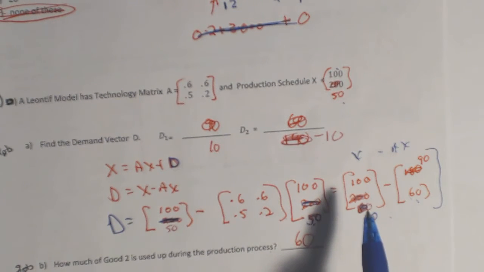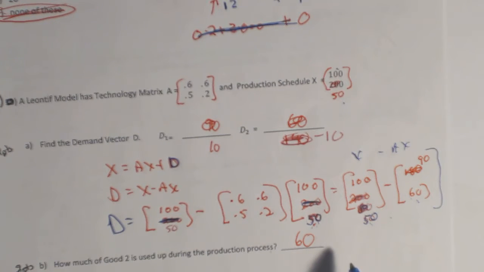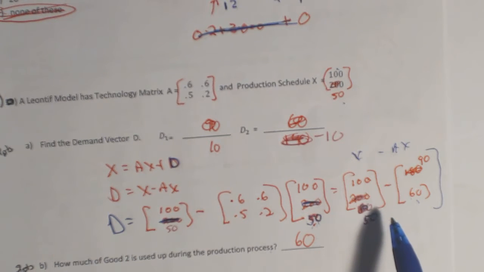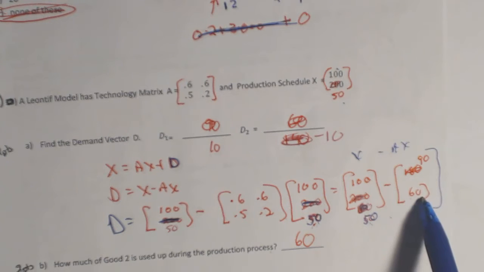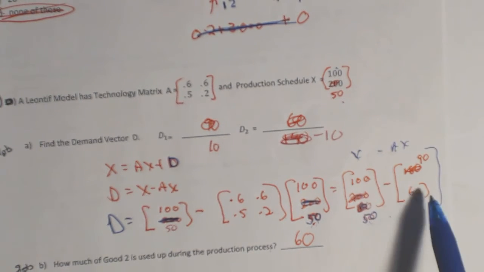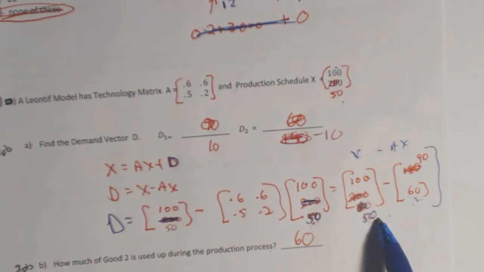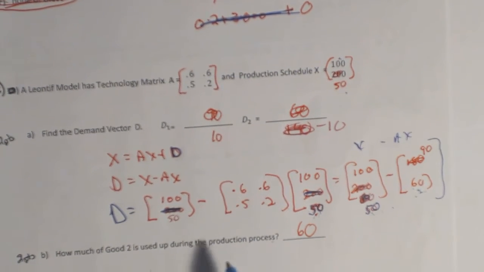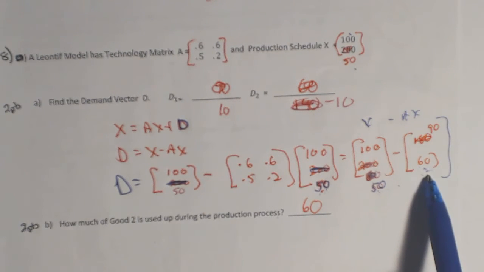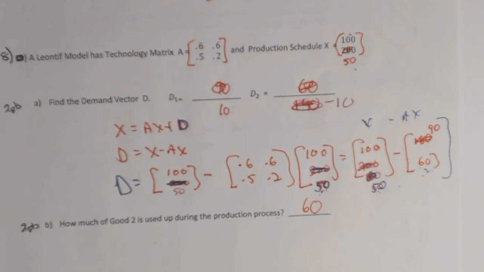Put another way, what it's telling us is that in this problem, if it had been a good problem, we are using more in production. A times x is the amount used in production, 60 units of good number 2, than we even had when we're producing. We're using more than producing, so this wasn't really a valid setup, but you could get the answer. And then the answer to part B, how much of good 2 was used up? Well, 60 units according to A times x.